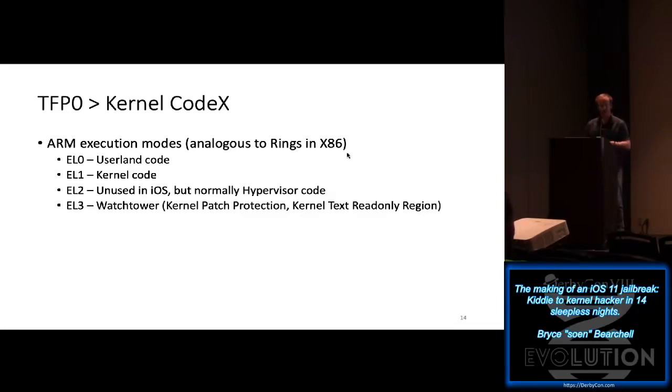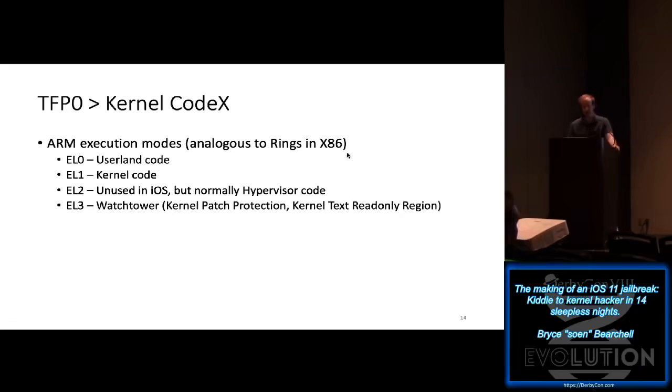Okay? So in ARM, which all your iPhones are running, you're either running 32-bit or 64-bit, you have 4 execution modes, which are analogous to x86 privilege rings, right? So everything in user land runs in ring 0. The kernel code runs in exception level 1. They don't really use exception level 2, which is built for hypervisors. I haven't really seen people use EL2, but it'd be interesting to see.